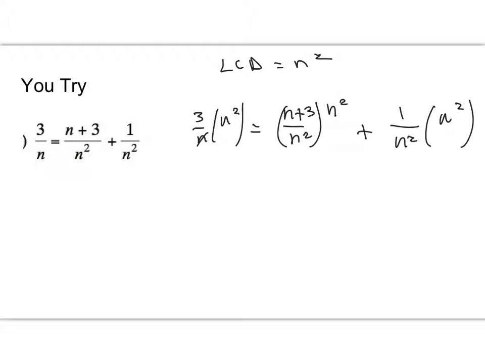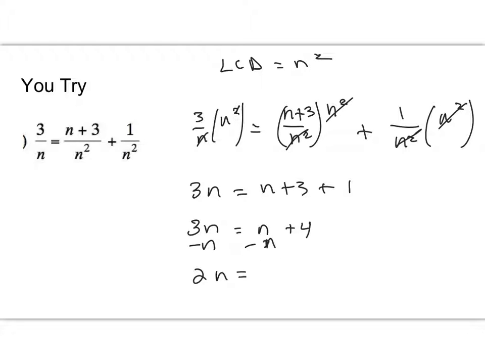All right, that's going to cancel out one of those n's, and I'm left with 3n here. My n squareds are canceled out, and I have n plus 3 here, and my n squareds cancel out there as well, and I'm left with 3n equals n plus 4. If I subtract an n here, I'm left with 2n equals 4, so n equals 2.